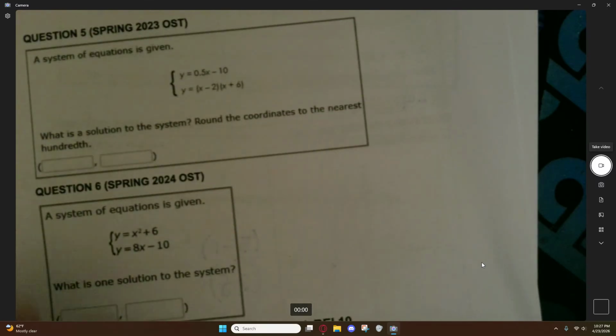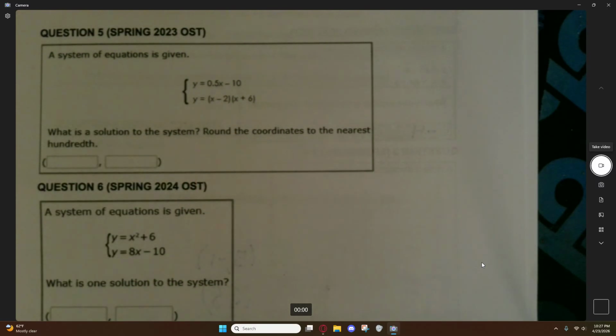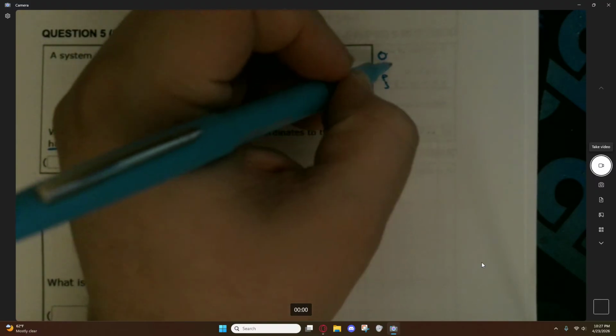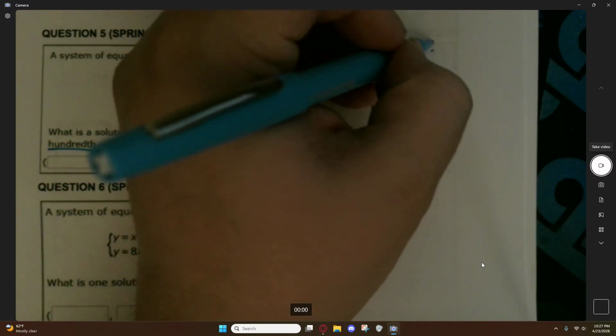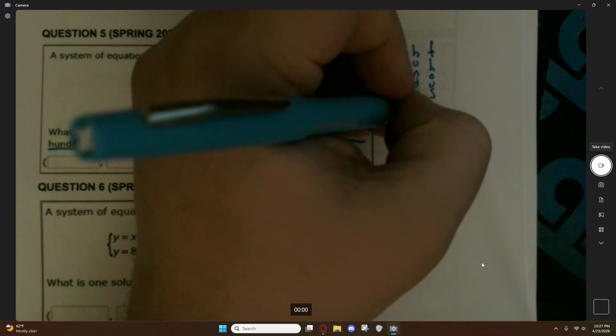Question 5. A system of equations is given. What is the solution to the system? Round to the nearest hundredth. Remember, when you're rounding, you have the ones, you have the decimal point, you have the tenths, you have the hundredths, and you have the thousandths.